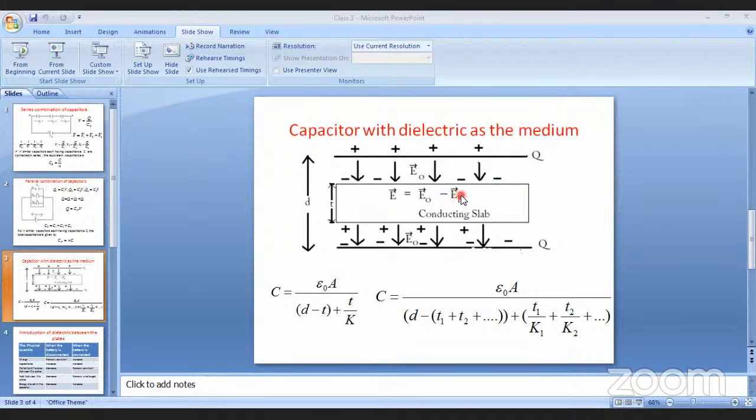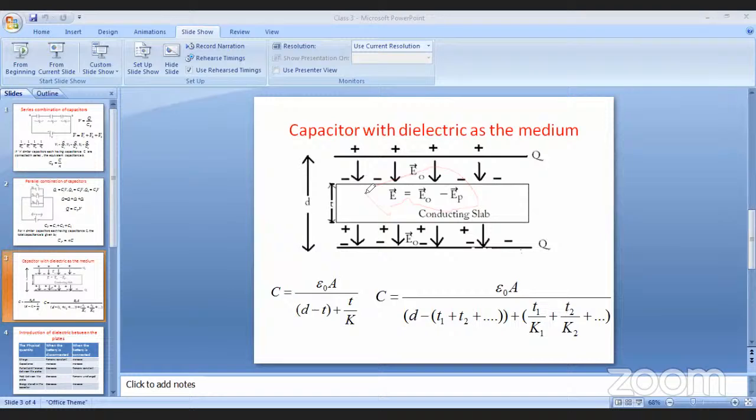And due to this EP, you will be getting an electric field in the opposite direction, as you can see clearly, from this positive charge to this negative charge, and so on for each pair. The field direction will be like this. The actual electric field due to the parallel plates is in the opposite direction, so the net electric field is reduced, and the net electric field is given by E equal to E naught minus EP.